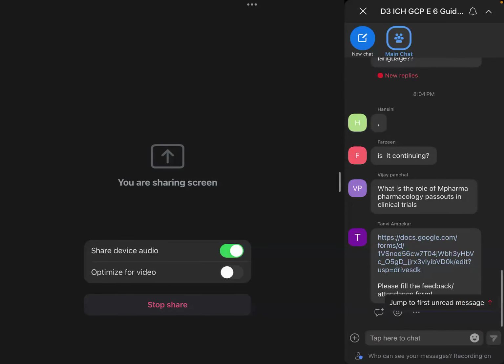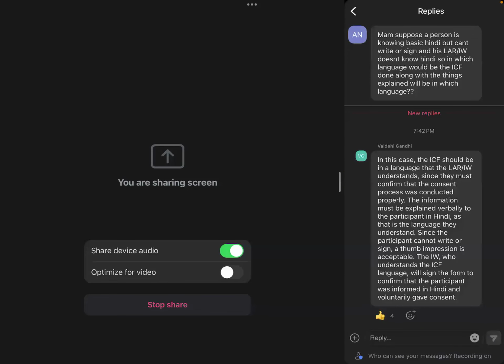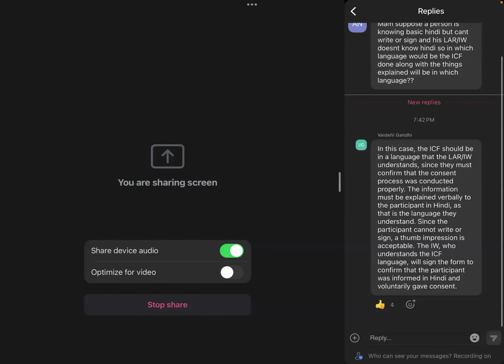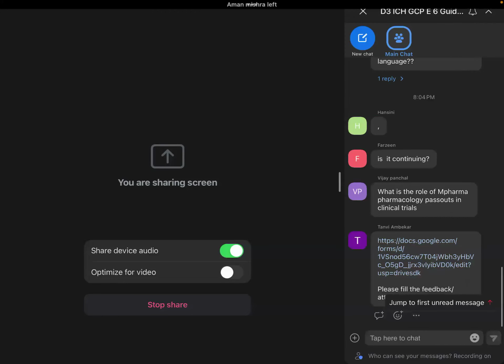There is one comment. In this case, the ICF should be in a language that is clear, so the ICF should be in that language. What is the role of a pharmacology graduate in a clinical trial?